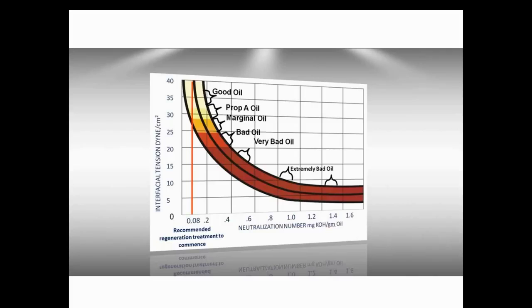As we have just mentioned, 0.2 acidity oil is aggressive for paper insulation. That's why the recommended time to do oil regeneration is when acidity is 0.08. 30 years ago, there was a recommendation for oil change when acidity came to 0.5.